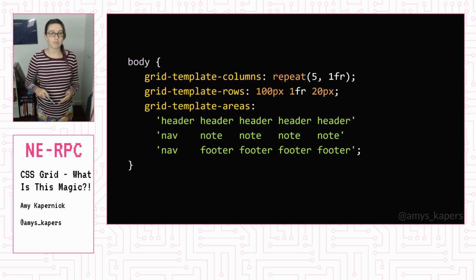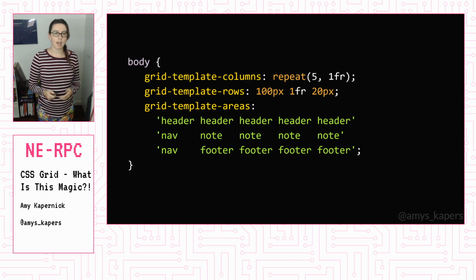So here we can define that the header should take up all 5 columns on the first row, the nav should take up the first column on the second and third row, the note should take the remainder of the middle row, and the footer should take up the remainder of the third row.